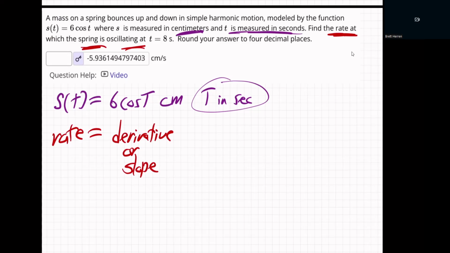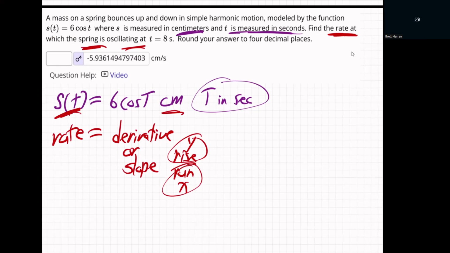Well, because remember what a slope is. A slope is rise over run. And rise is y, run is x. It's how fast something's rising over how fast it's running. What is y in this case? Y is the function, which is s, which is centimeters. And what is run? Run is always x. What x is t in this case, seconds. That'll give me centimeters per second.